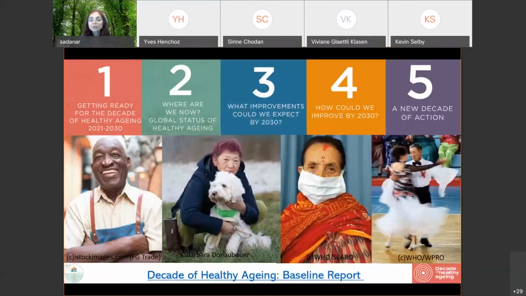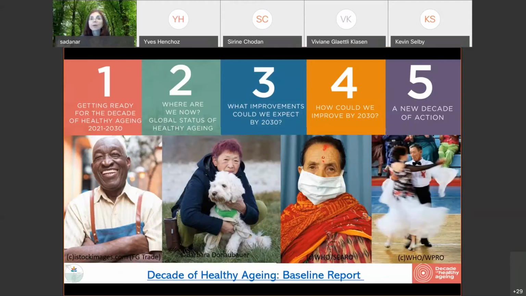The report itself lays out a narrative in 5 sections. We start off with getting ready for the decade of healthy aging, and that's where we have some of the conceptual issues of what is healthy aging, and why we take both a social determinants and equity and life course approach to it. Also, we provide a baseline on where we are now, reflecting the analysis of those 42 countries with comparable data.